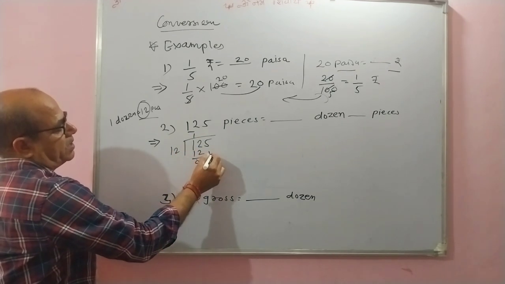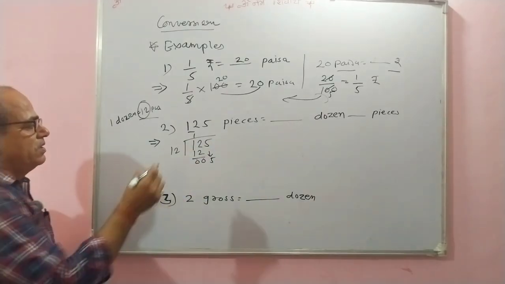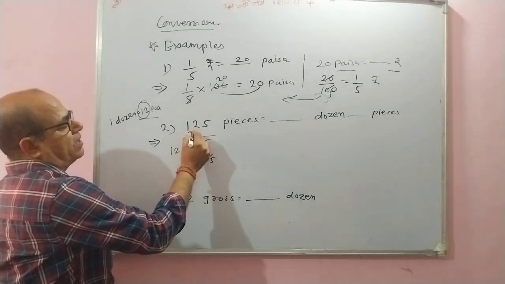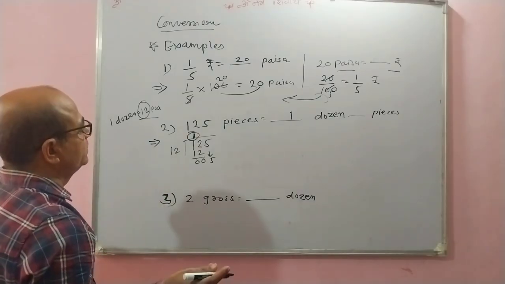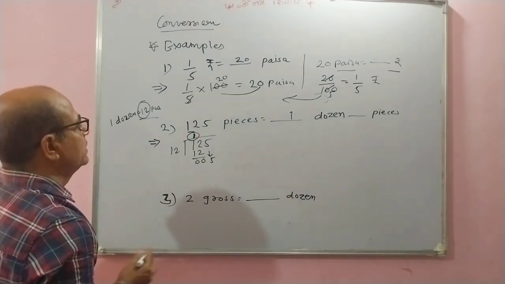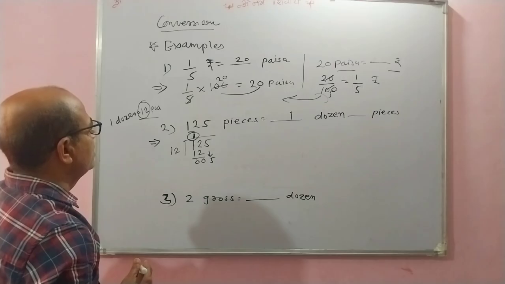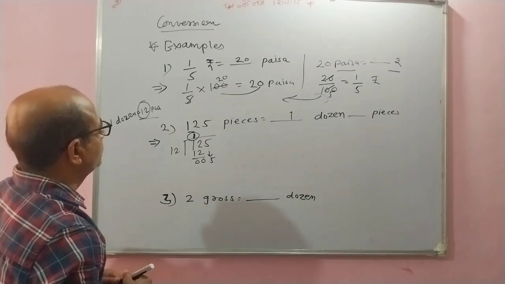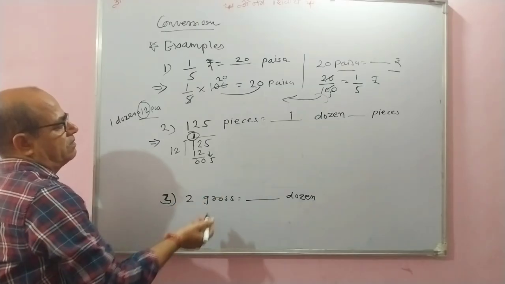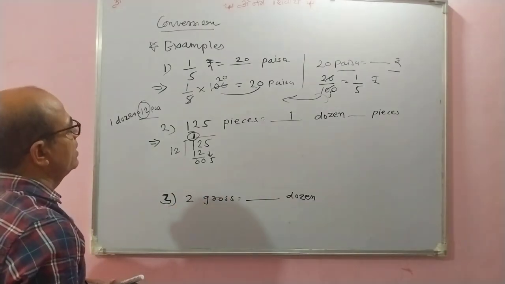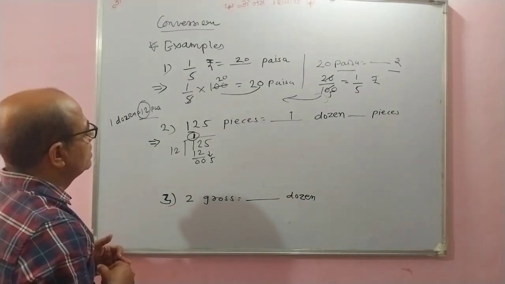Now see what is left, 5. So what quotient did we get? 1. That is 1 dozen. 125 divided by 12. 12 ones are 12. 1 dozen only. Something is fishy.